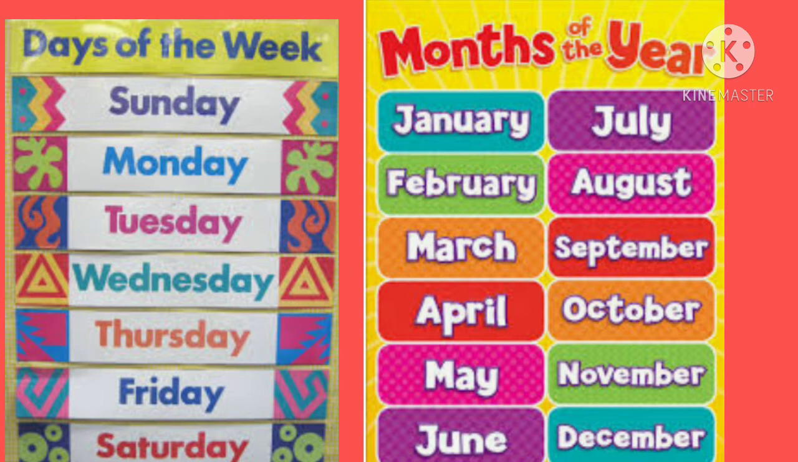There are about 12 months in a year. January, February, March, April, May, June, July, August, September, October, November, and December. 30 or 31 days make a month. It is only February that has 28 or 29 days. The 12 months make a year.